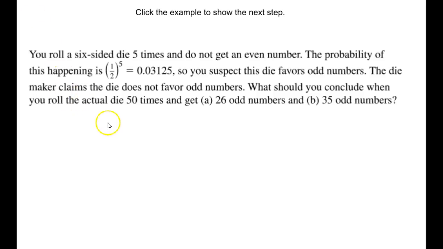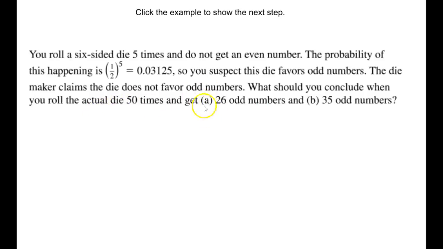I roll a 6-sided die 5 times and do not get an even number. The probability of this happening is 1/2 to the 5th, right? We could have found this out because 1/2 of my numbers are odd and 1/2 of them are even. So here is my probability. I suspect that the die favors odd numbers. The die maker claims the die does not favor odd numbers. What should you conclude when you roll the actual die 50 times?